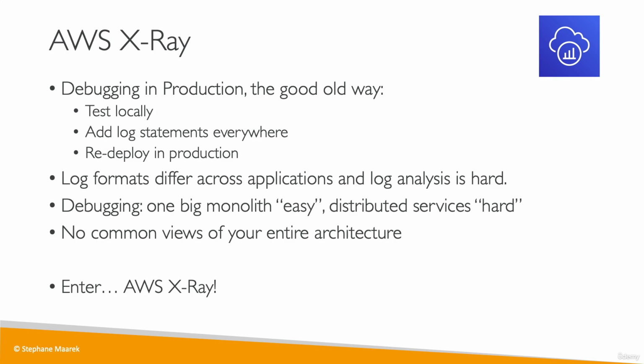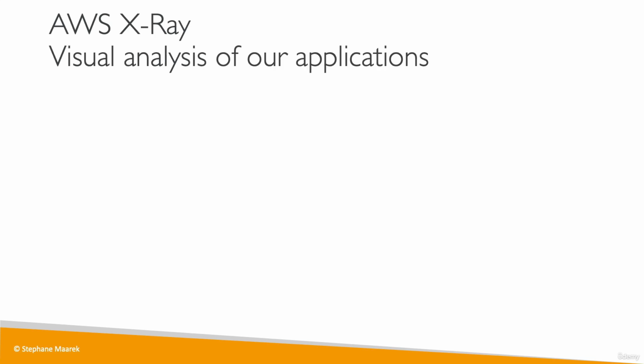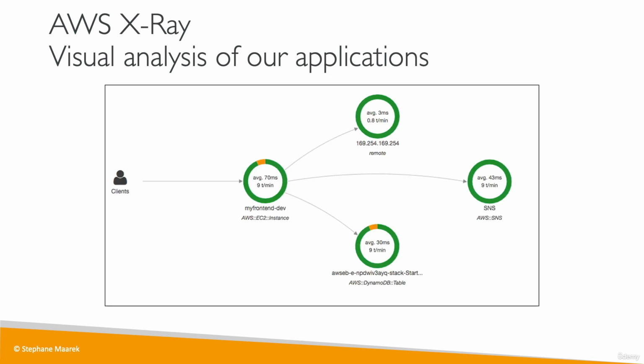So with X-Ray, you're going to be able to do tracing and get visual analysis of your application. Once you enable it on your services, then you will get a full picture of what is happening for each service and see where they're failing, their performance, and in case one request goes wrong, you will be able to visualize it directly in the X-Ray console.